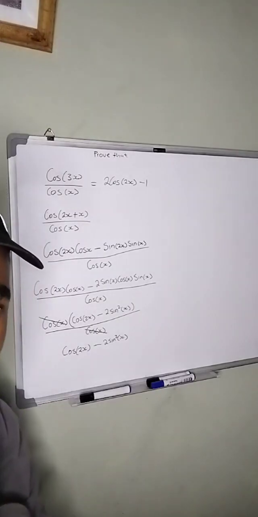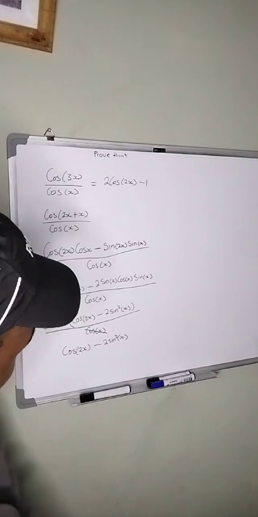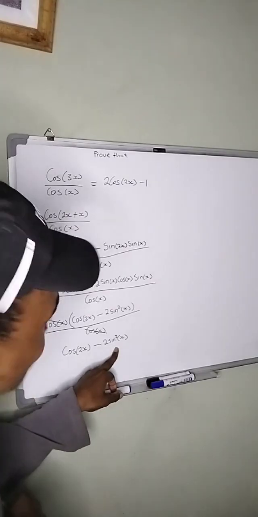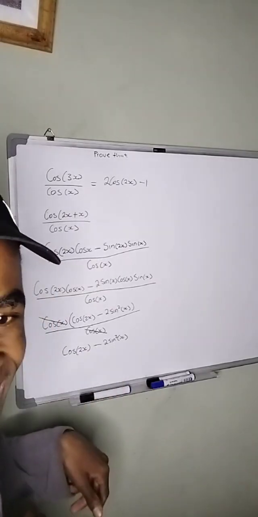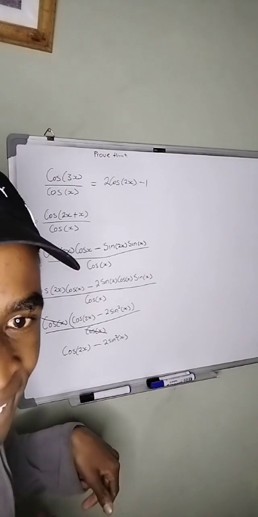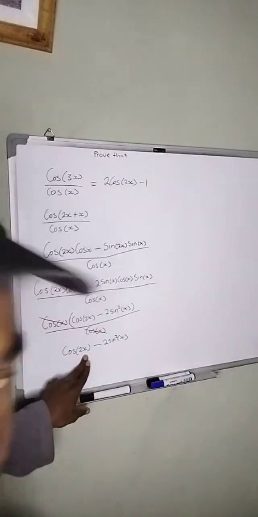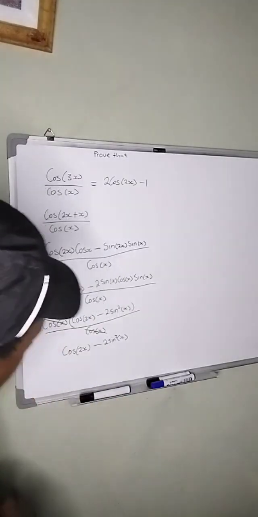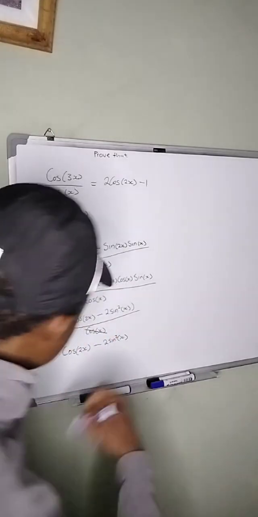What do you think we should do? When we change the sine to cos, how is it going to help us? Because the cos can be added with this double angle. So let's change this double angle to its identity.